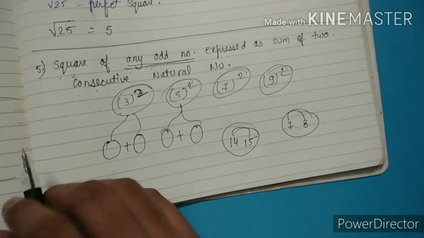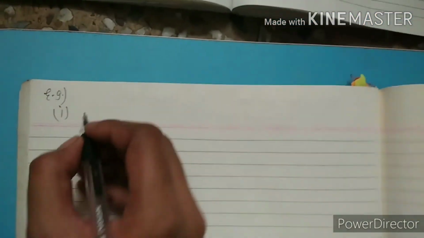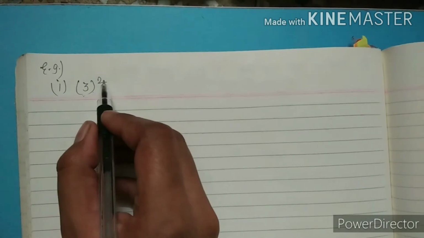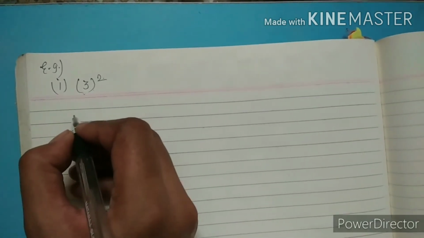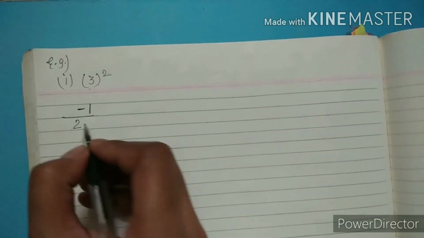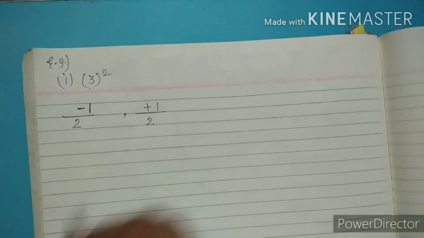So how can we represent it? Let's see. For example, first I am taking 3 squared. How can we represent 3 squared as the sum of two consecutive numbers? Firstly we will subtract 1 and divide by 2. Next, add 1 and divide by 2.